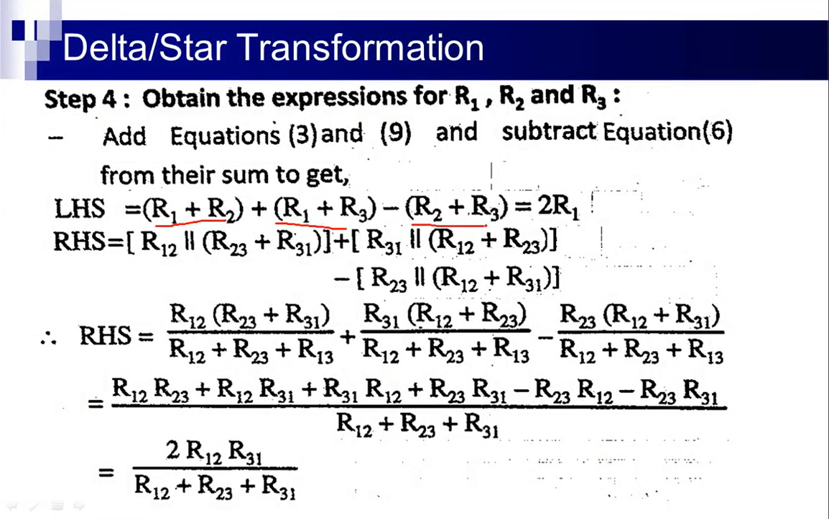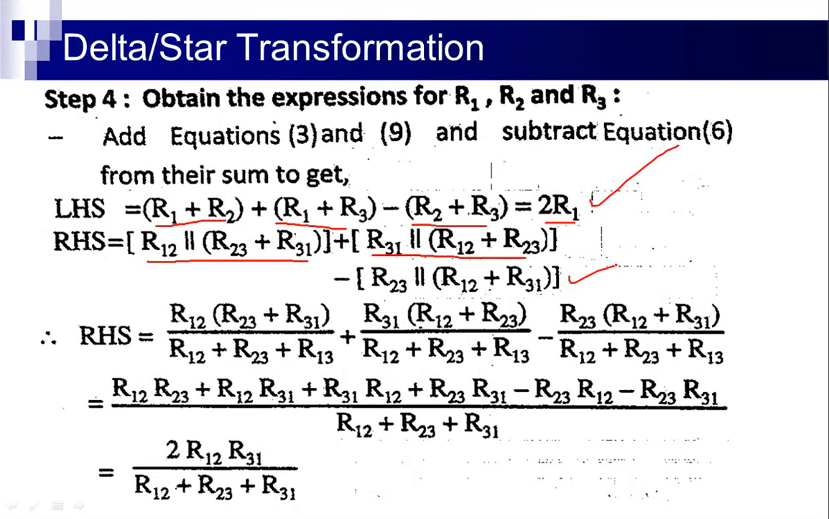Now see, R1 plus R1 is 2R1. Plus R2 minus R2 get cancelled. Plus R3 minus R3 will get cancelled. So I will get the value as 2R1. Okay, left hand side is solved. Now try to solve right hand side. So what is right hand side? R12 parallel R23 plus R31, R31 parallel R12 plus R23. This is the equation 3 and equation 9, and this is the equation number 6.